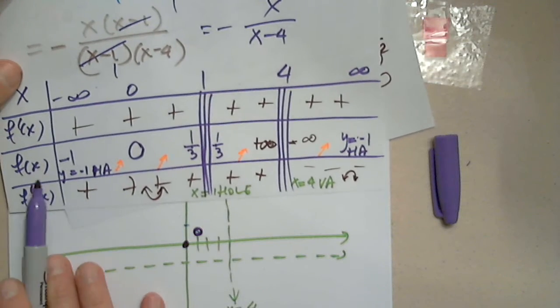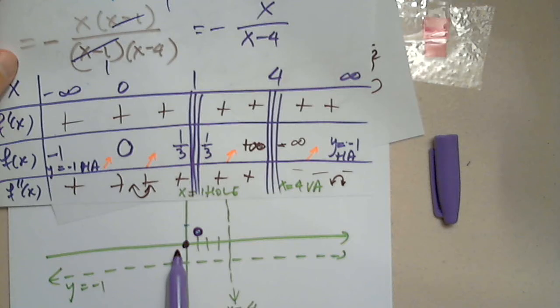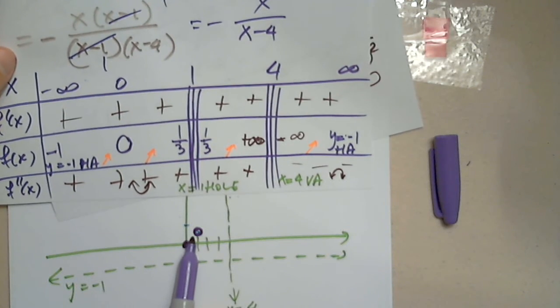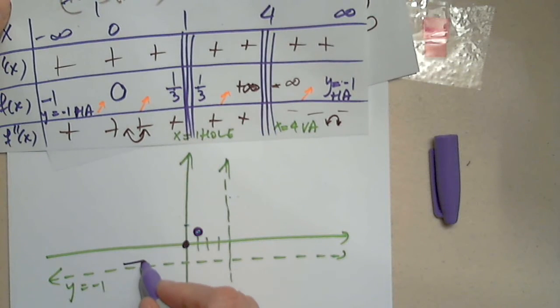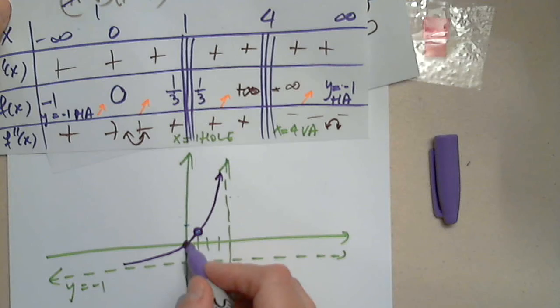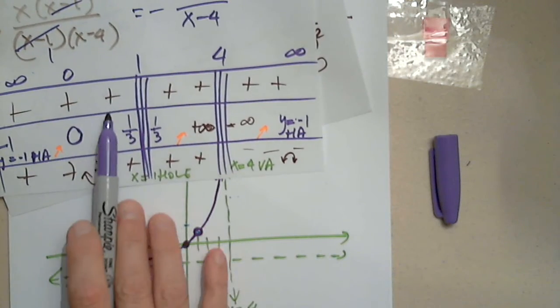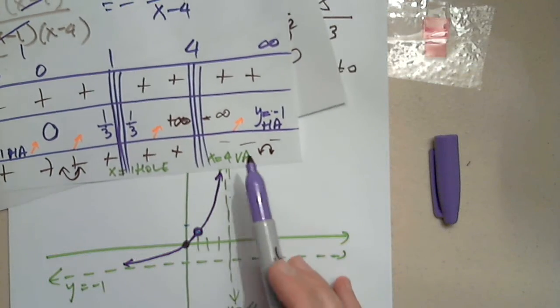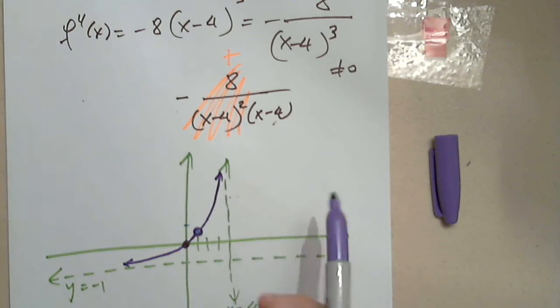So coming from approaching negative 1, crossing the x and y axis at the origin, going through this hole, you know what I mean, and then going up to infinity. On the other side, opening up, increasing and opening up. The other side opening down and increasing all the time from negative infinity to negative 1.